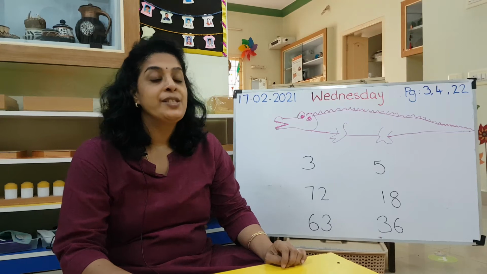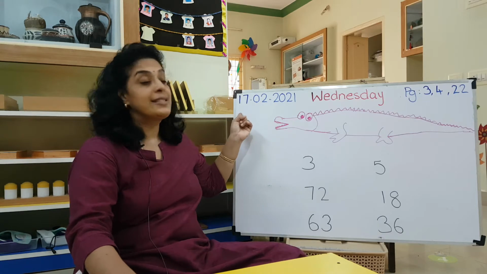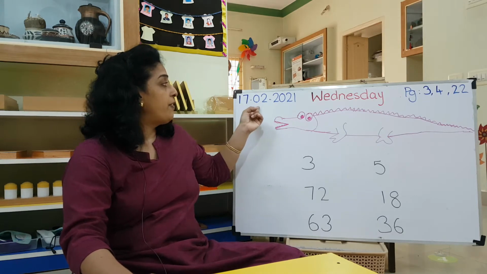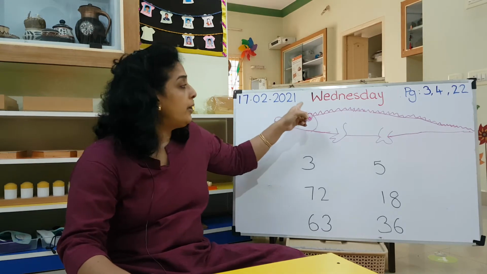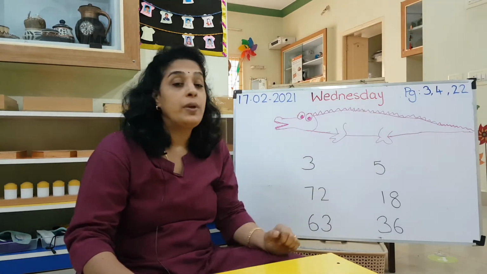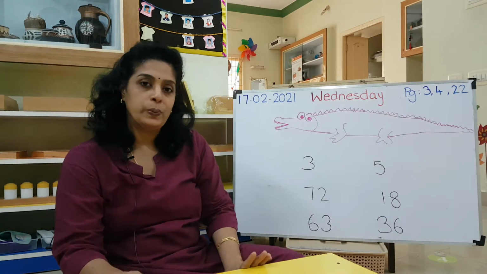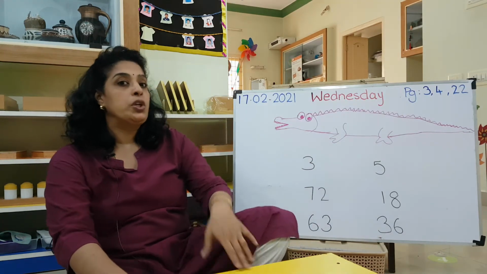Good morning. Today is Wednesday, the 17th of February 2021, and you will be doing 3 pages today: page number 3, 4 and 22. Okay, I'm going to teach you a new concept.